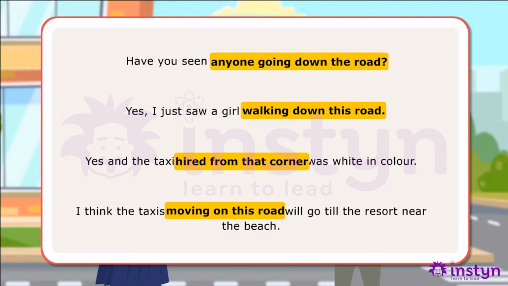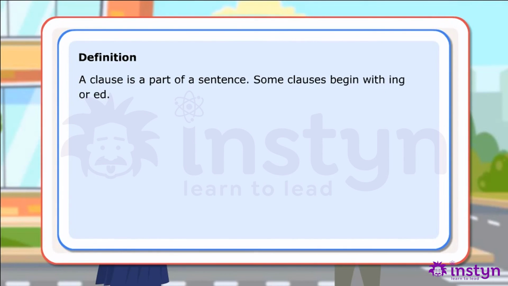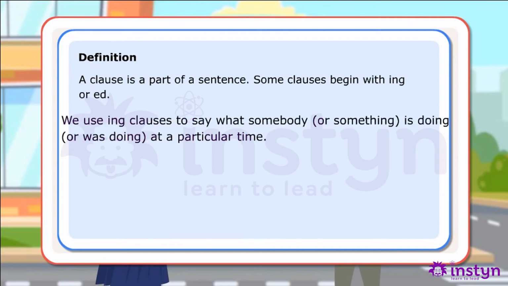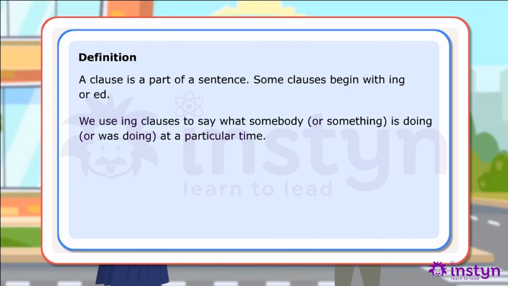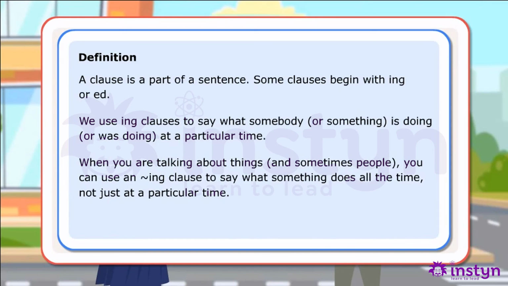Definition: a clause is a part of a sentence. Some clauses begin with ing or ed. We use ing clauses to say what somebody or something is doing or was doing at a particular time. When you are talking about things and sometimes people, you can use an ing clause to say what something does all the time, not just at a particular time. Ed clauses have a passive meaning.